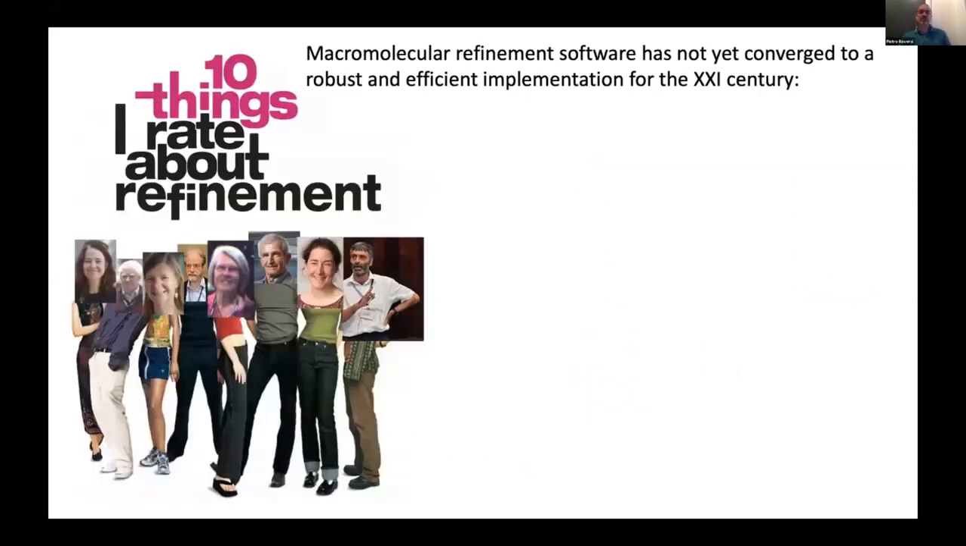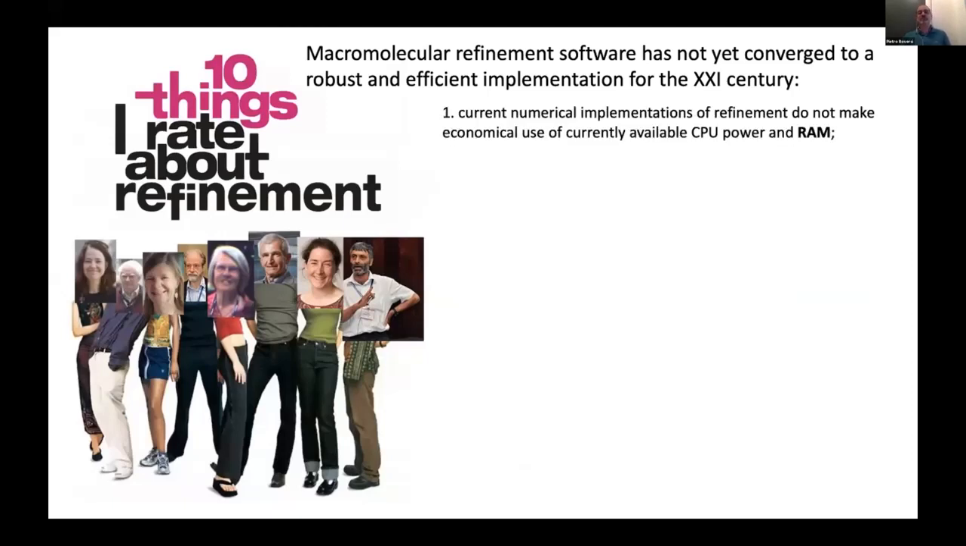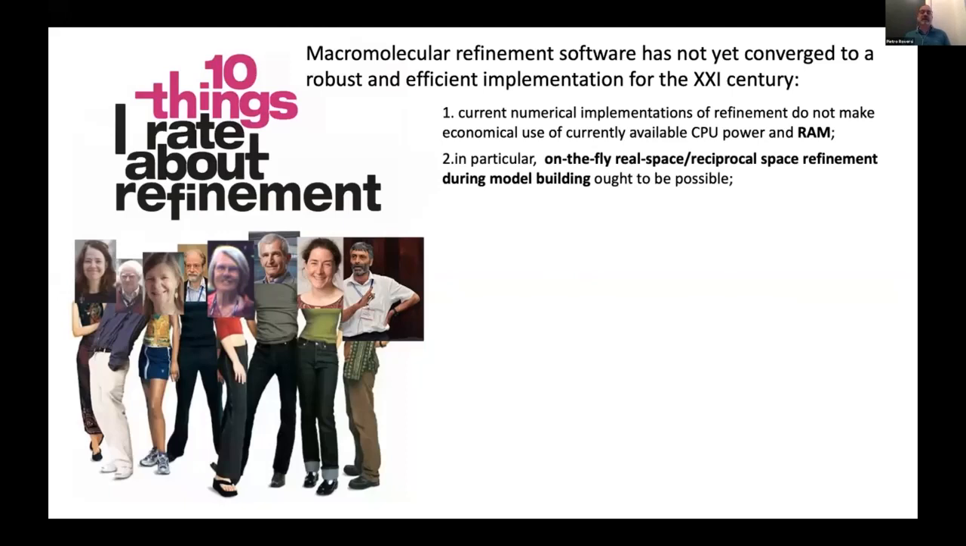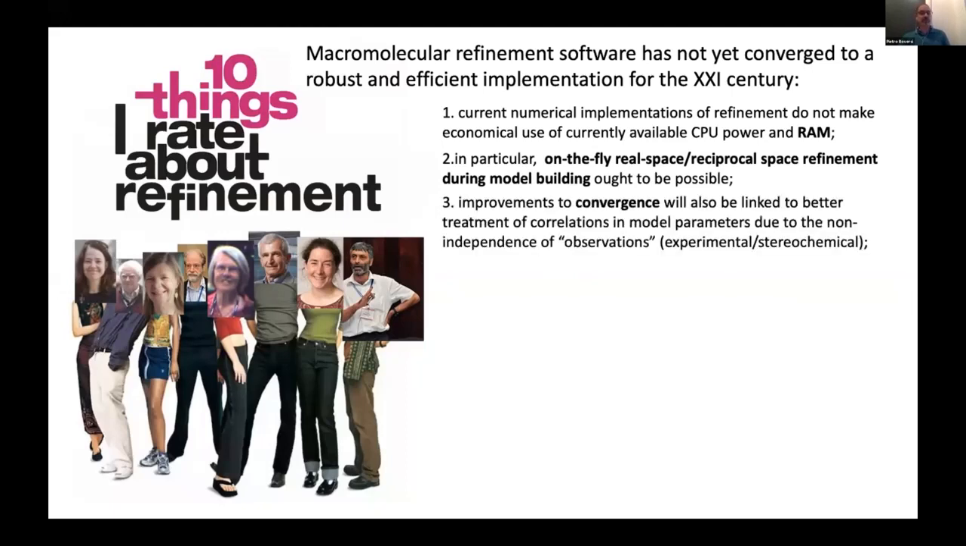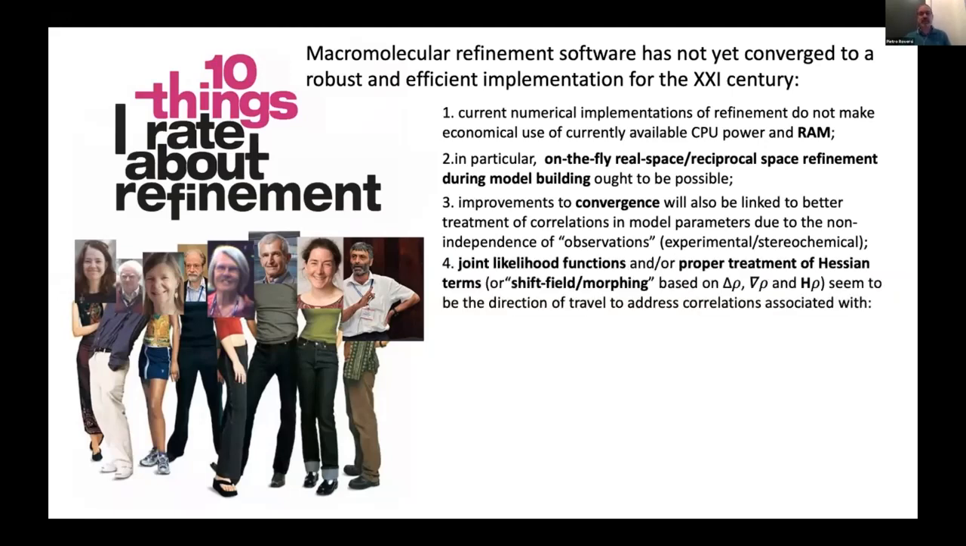So in conclusion, 10 things I rate about refinement. One, current numerical implementations probably do not make the best use of currently available CPU power and memory. And this idea of on-the-fly real space, reciprocal space refinement during model building ought to be possible. Improvements to convergence will need to address better treatment of correlation in model parameters. And perhaps the solution there is either proper treatment of Hessians or joint likelihood functions that obviously score the likelihood of a model against more than one structure factor amplitude, so introducing correlations between them.